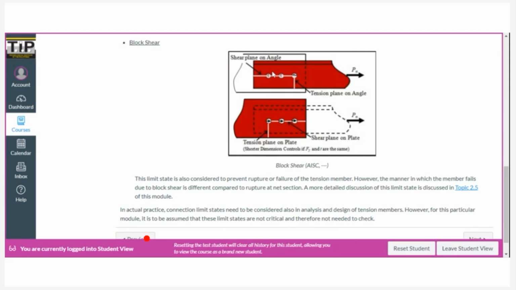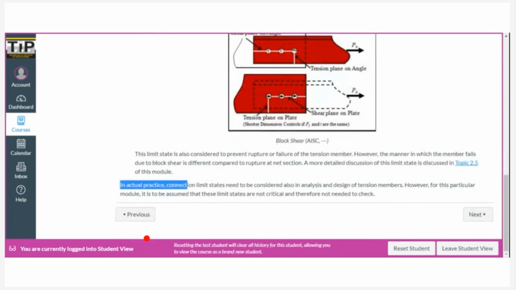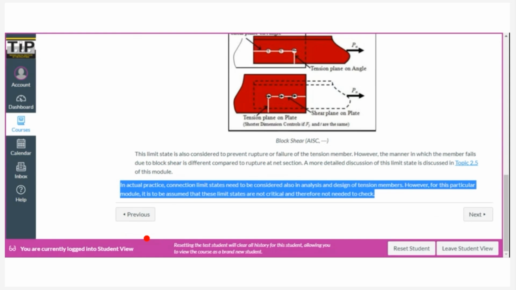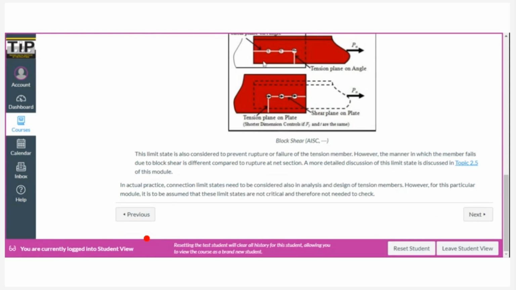Okay? So a more detailed discussion of this one will be in topic 2.4. So I will correct this one. Okay? So it is in topic 2.4. Okay? So again, in actual practice, connection limit states need to be considered. However, for this particular module, it is to be assumed that these limit states are not critical and therefore not needed to check. So for now, we will be focusing more on the member. So we will be talking about this on later modules. Okay.